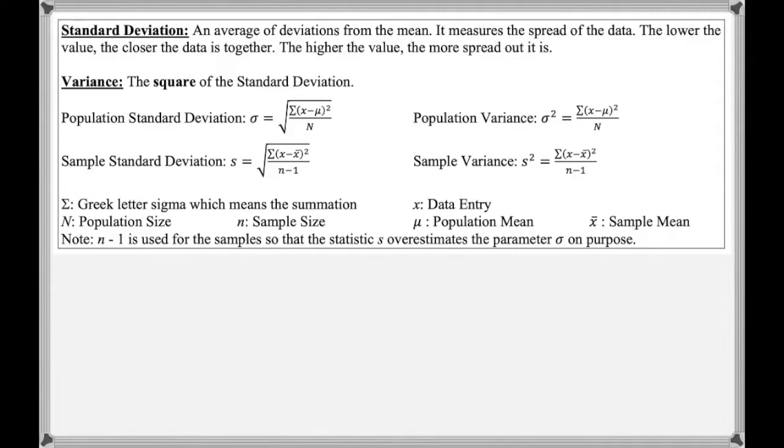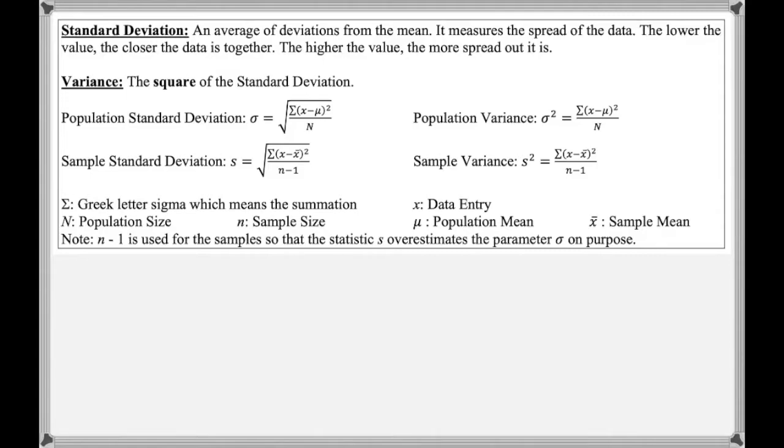Now let's look at the formulas for standard deviation. This is the formula for the population standard deviation, and this is the formula for the sample standard deviation. We use an S for the sample standard deviation, and we use the Greek lowercase sigma for the population standard deviation. Uppercase N is the population size, lowercase n is the sample size, mu is the population mean, and x bar is the sample mean.